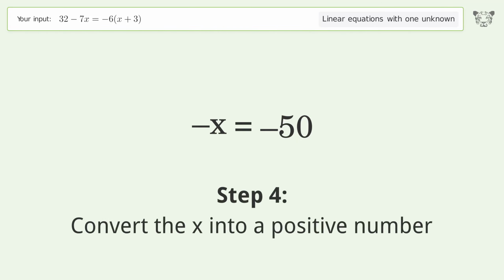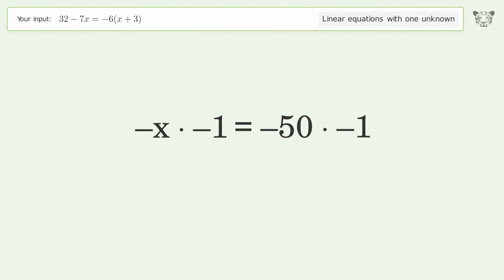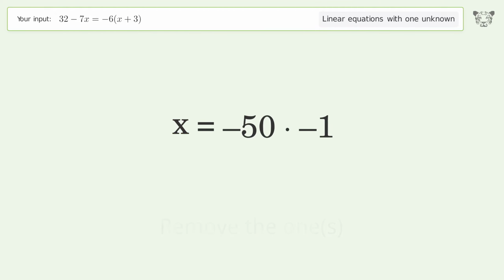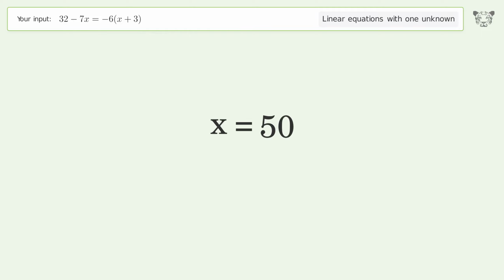Convert the x into a positive number. Multiply both sides by -1. Remove the ones. Simplify the arithmetic. And so the final result is x equals 50.